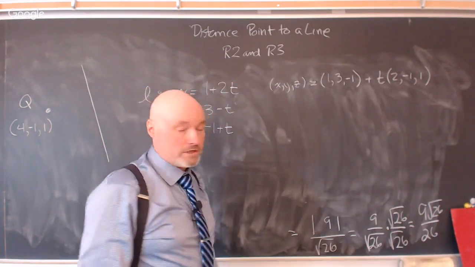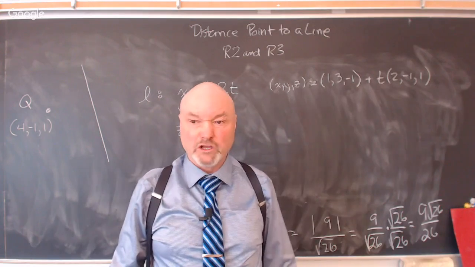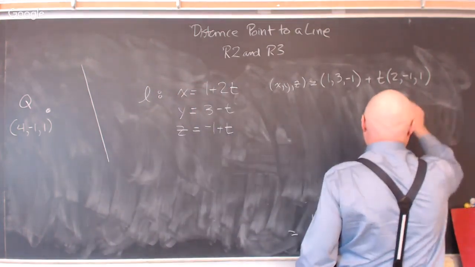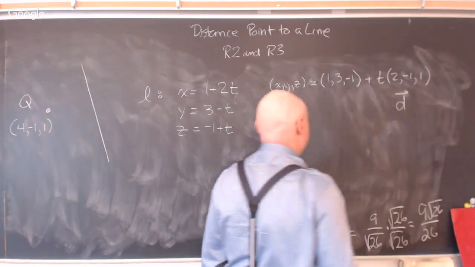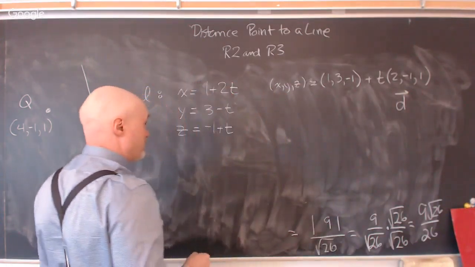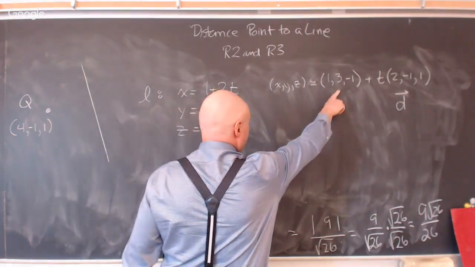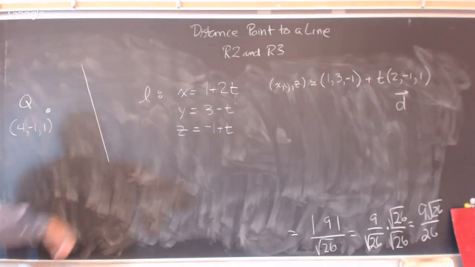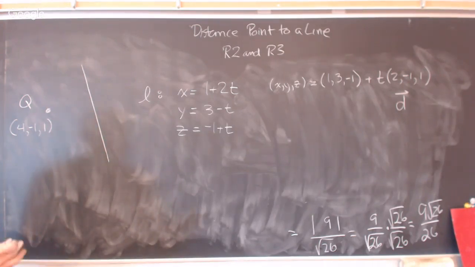Which one is the direction vector? Because we're going to use it in a minute. Second one, yeah. Okay, so this is my direction vector over here: 2, negative 1, 1. So that's important to keep in mind. This is a position vector, so 1, 3, negative 1 lies somewhere out on this line, and that's going to come into play a little bit later.